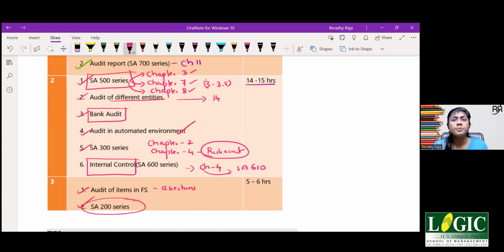Now to wind up, we'll come to the 200 series. A relatively easier series. In the 200 series, we have chapter number 1 mainly, which is Nature and Objective of Auditing.